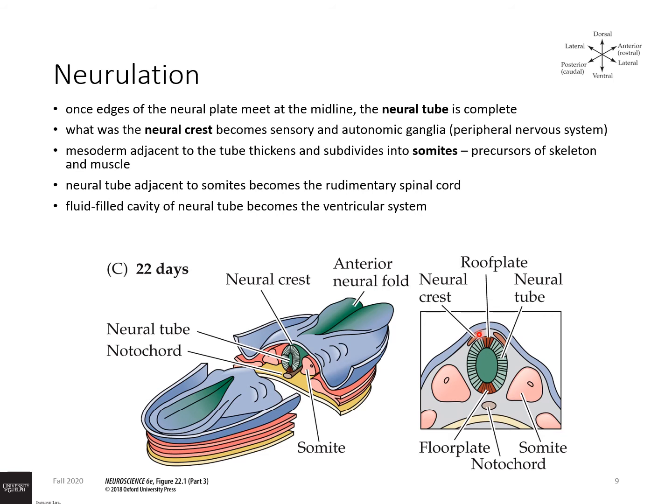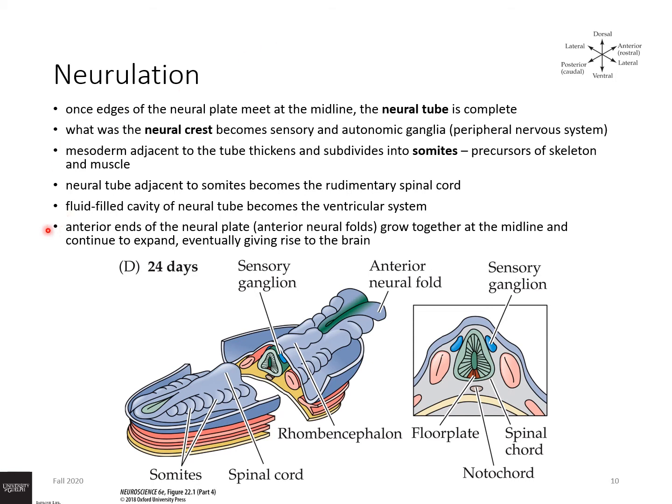And then the mesoderm that was adjacent to the tube starts to thicken and subdivides into somites. So these are precursors of skeletal and muscle tissue. And the neural tube adjacent to the somites becomes the rudimentary spinal cord. And then the fluid-filled cavity of the neural tube, so this is full of fluid, becomes the ventricles, the ventricular system within the brain.